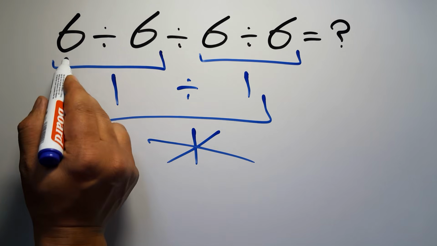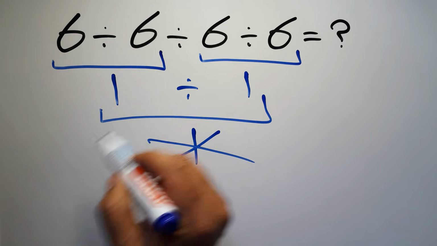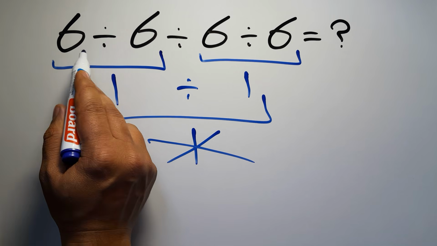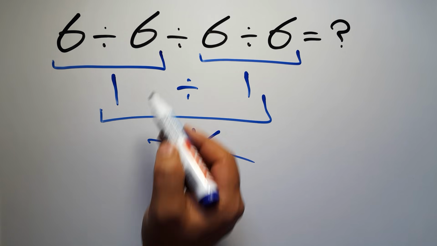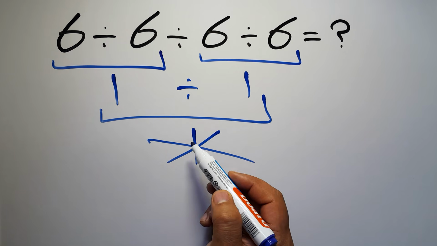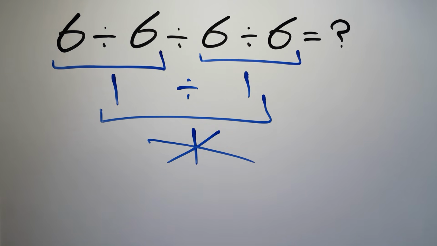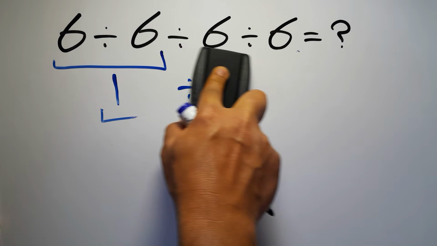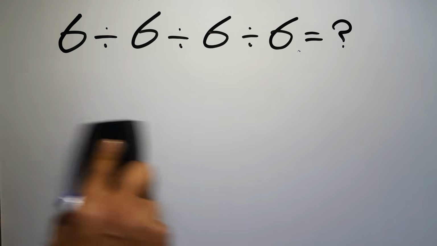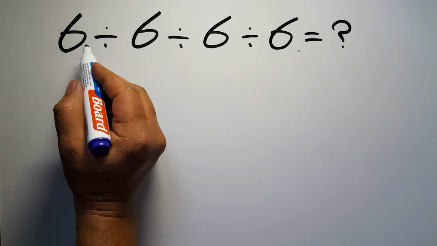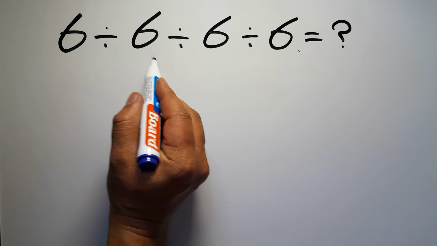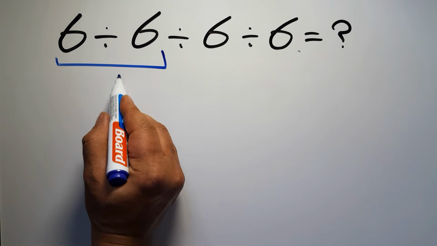in an expression, we have to work from left to right. So here first we have to do this division, then this division, and finally this division. If we do this division before this division, it is wrong. So first we have to do this division. 6 divided by 6 equals 1.